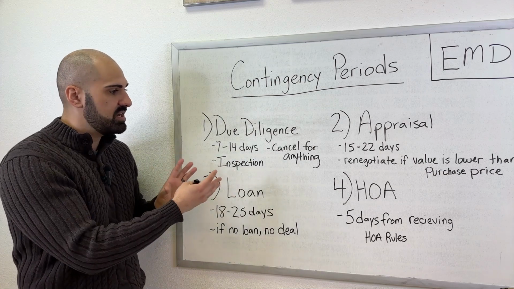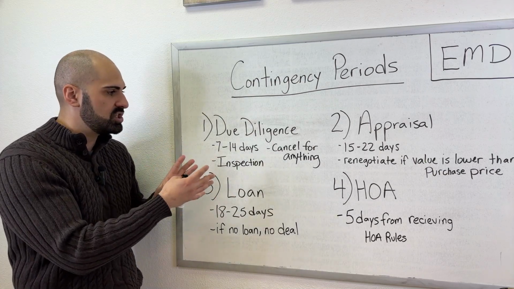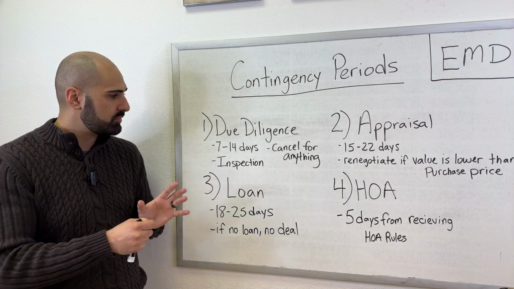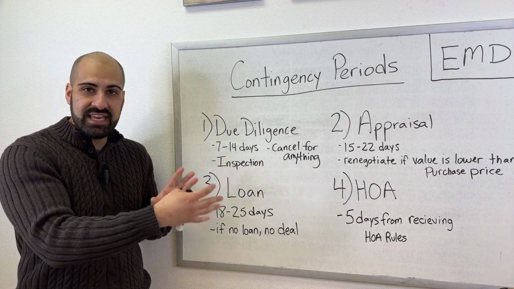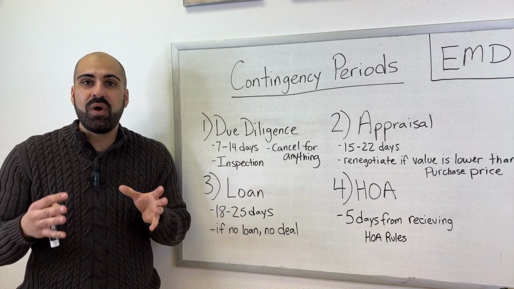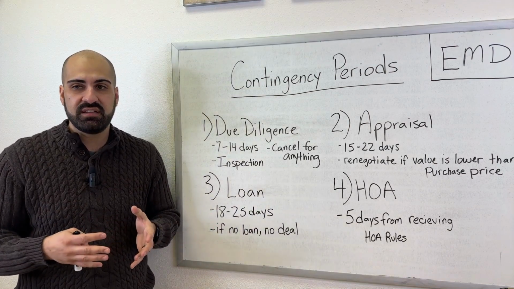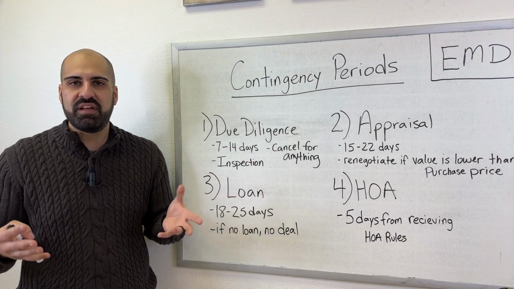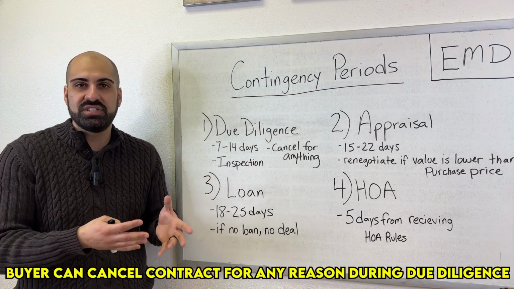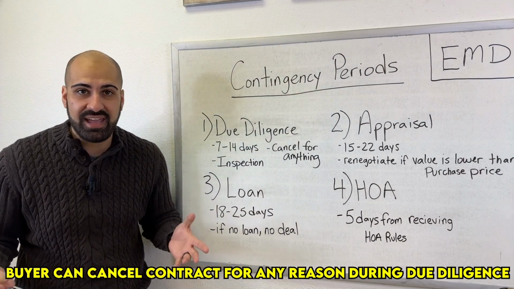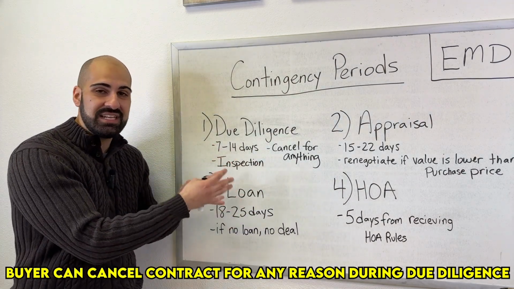Now, during this due diligence period, I have cancel for anything up here. So this is the beginning stage of the deal. If you wake up, let's say day 5 of a 10-day due diligence period, and you say, I don't want to buy the house anymore, I'm not feeling it. You could call your agent to tell them, the other side, that, hey, he wants to cancel, he's not feeling it, and that's okay. You can cancel for any reason in due diligence.